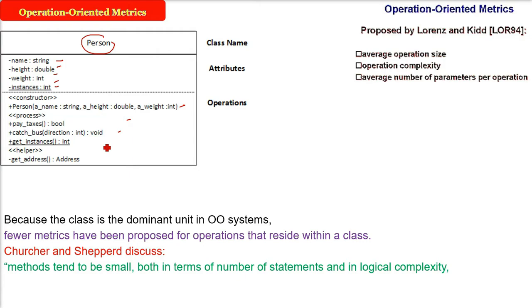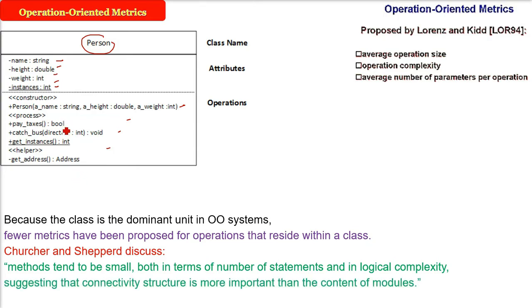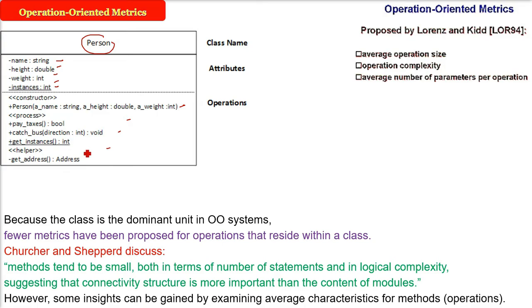So Churcher and Shepperd discuss, for example, just write a function. The methods tend to be small, both in terms of number of statements and in logical complexity. This suggests that connectivity structure is more important than the content of modules. So what is inside the module is not that important. The connectivity structure of these methods inside a class and outside the class is more important. However, we can gain insights by examining the average characteristics of a particular method or operation.